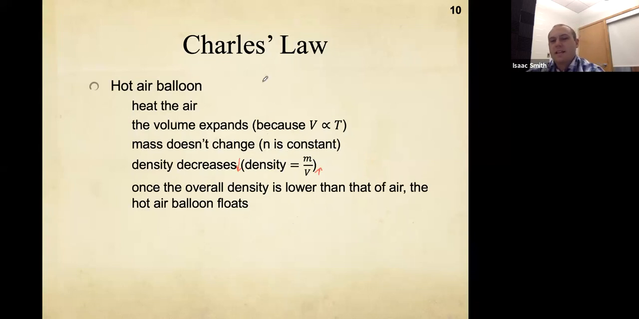The same way that you've all been taught, if you have water and you put something less dense than water, it's going to float on the top, like an ice cube. If you put something more dense, like a rock, it's going to sink to the bottom. Well, the same is true in air. If something's less dense than air, it's going to float up towards the top. Once the overall density of the balloon, as you increase the volume, is lower than the density of air, the hot air balloon is going to start floating.